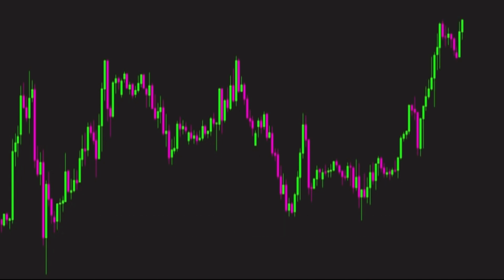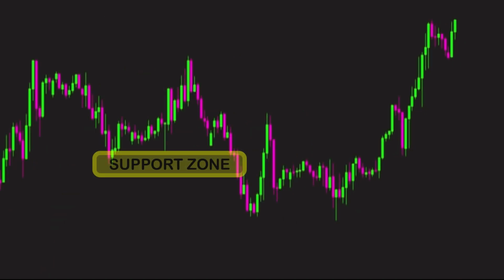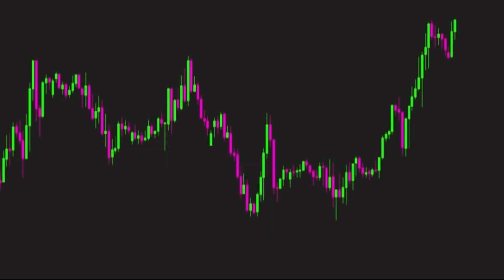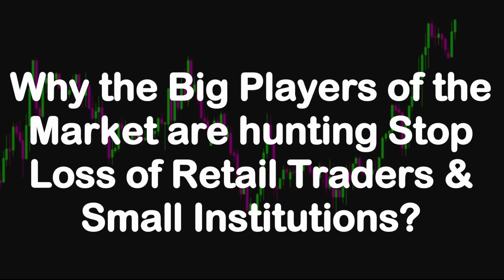Now that we have learned the liquidity concept, let us learn about sell-side liquidity. Sell-side liquidity is below the support zone. The central banks and financial institutions initiate their buy trade into the market when the price does not respect the support zone and moves to the downside for some time. Now a question might arise in your mind: why are the big players of the market hunting the stop loss of the retail traders and small institutions?